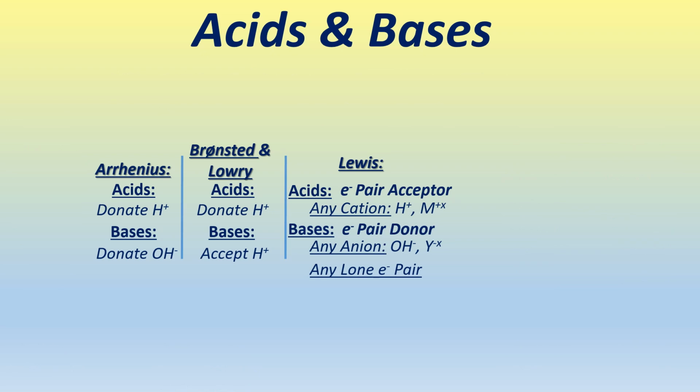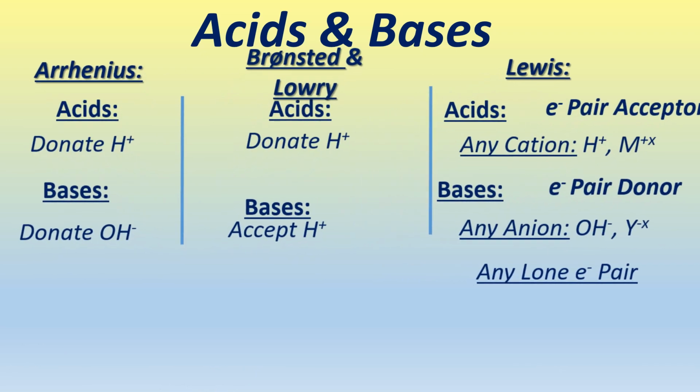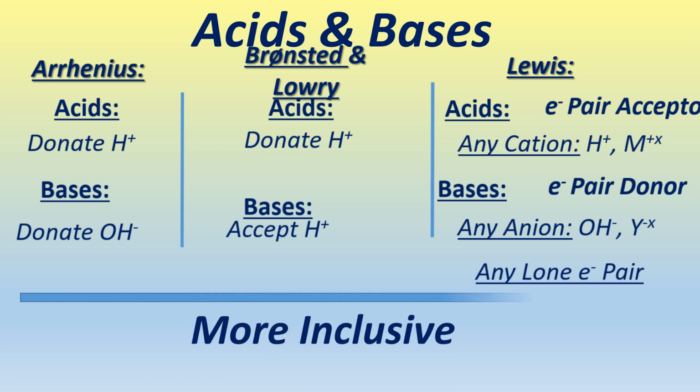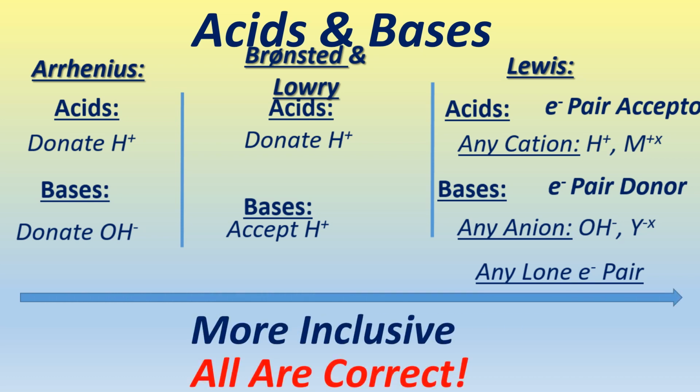So, when one looks at the development of acid-base theory, it seems like there are 3 different ways of looking at it. In actuality, it's a continuum of understanding that becomes more inclusive. All are correct. Arrhenius and Bronsted-Lowry both agreed that an acid donates an H+. Lewis realized that any positive ion can be attracted to a pair of electrons. Therefore, not only is an H+ an acid, but any metal cation.